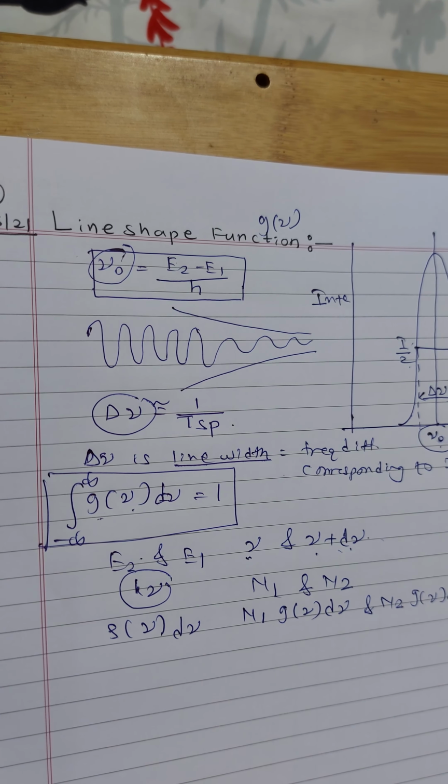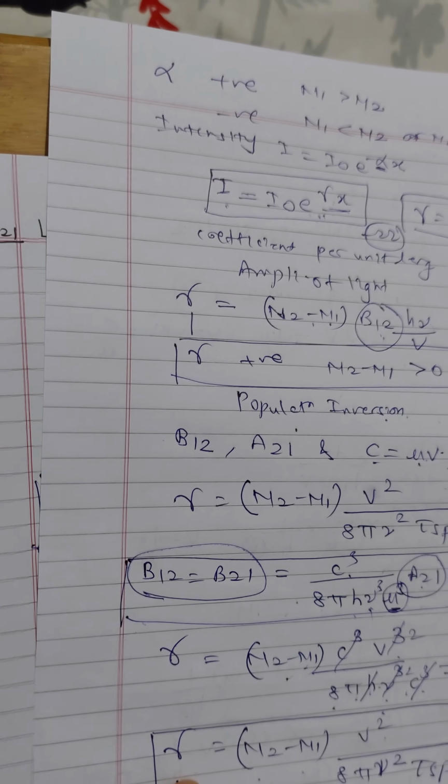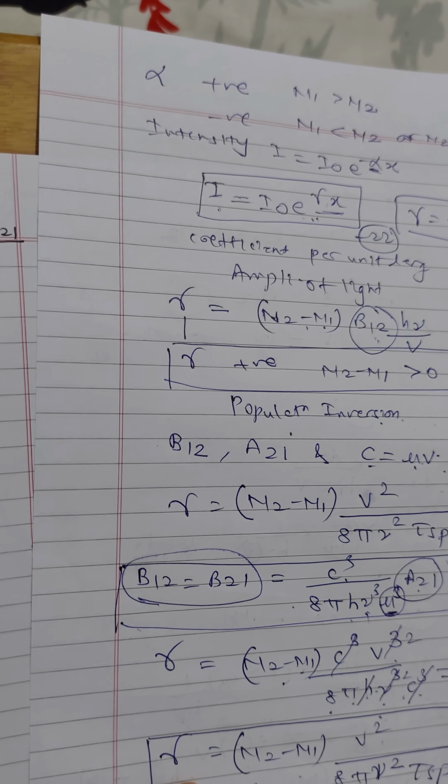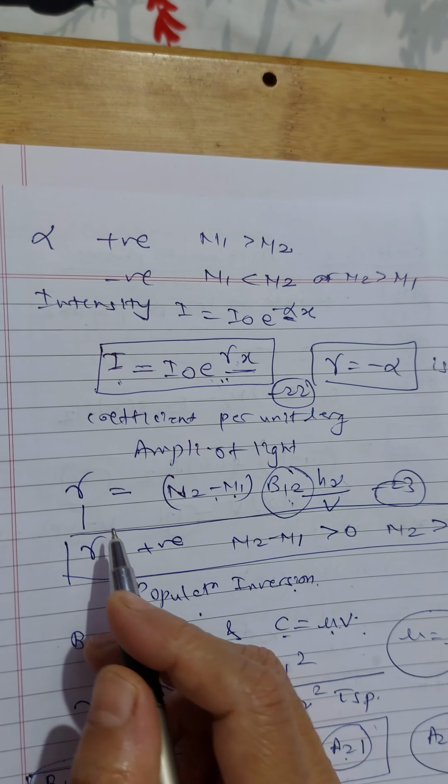So the expression I got in the last lecture, before this we'll talk about the expression where we put the values. If gamma is n2 minus n1, then instead of h nu I'll write h nu 0. This is equation number 23 from the last derivation. So gamma is equal to n2 minus n1 into h nu 0 into b12 divided by v. Correct? We know b12 is equal to b21.